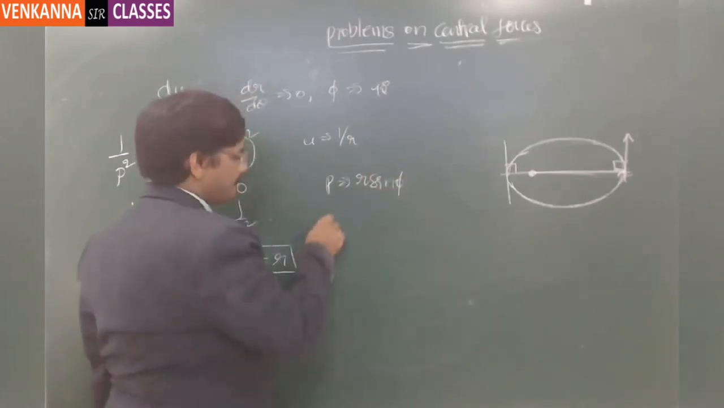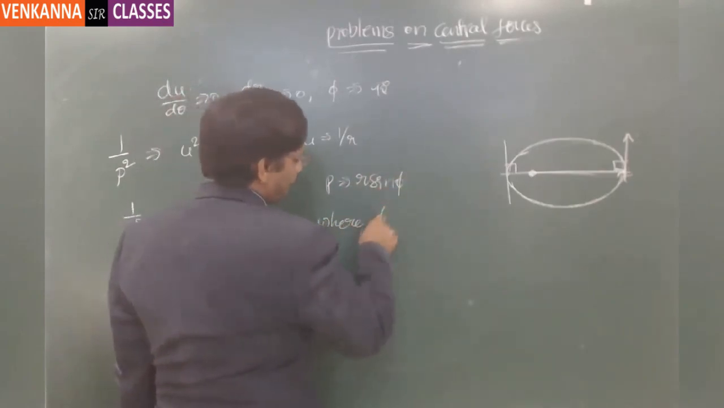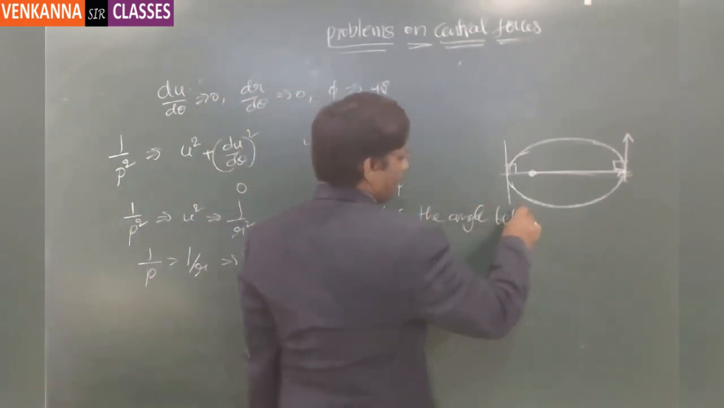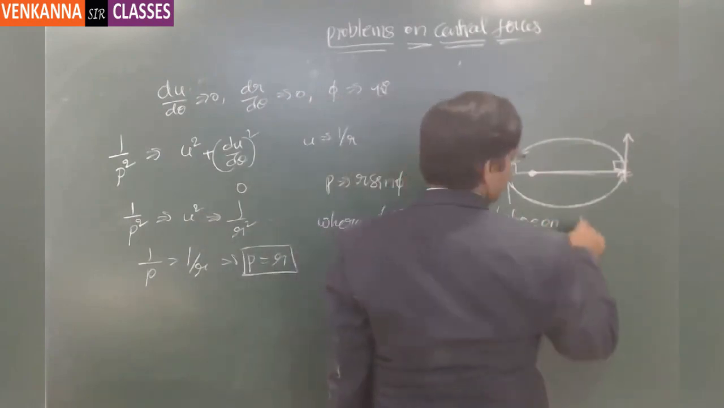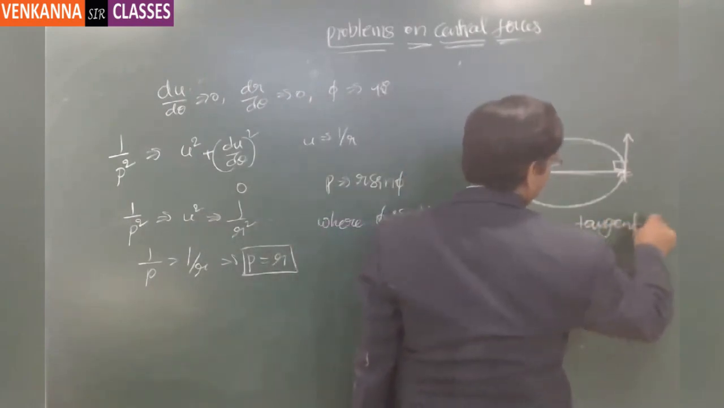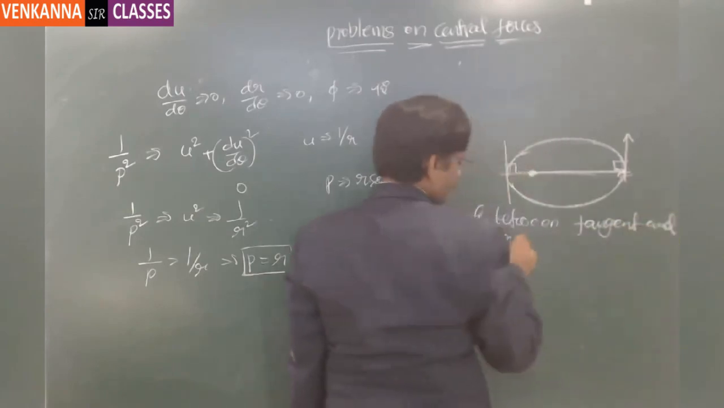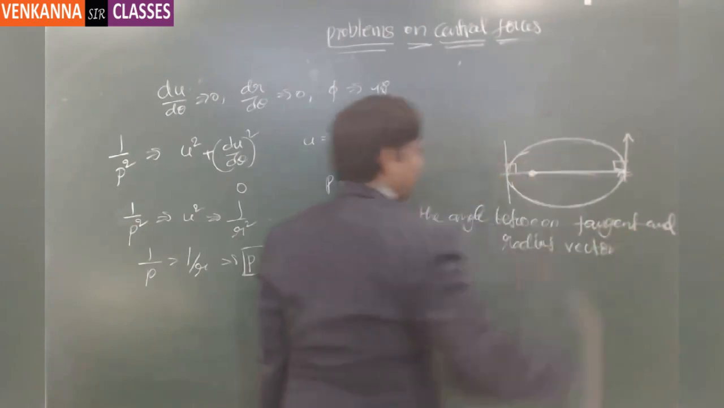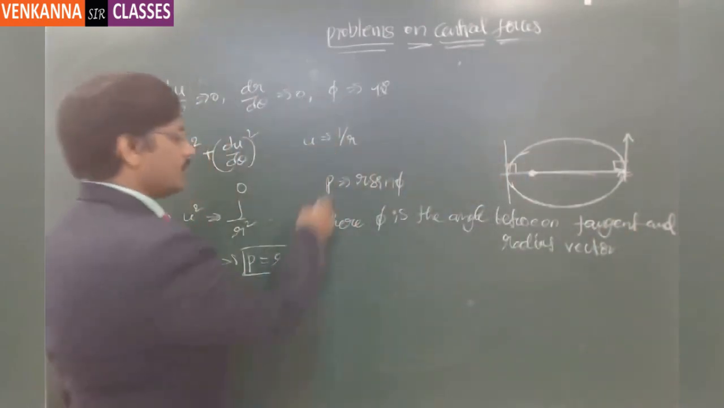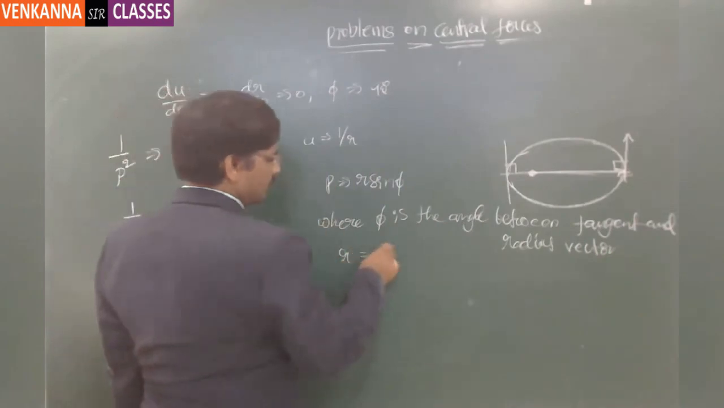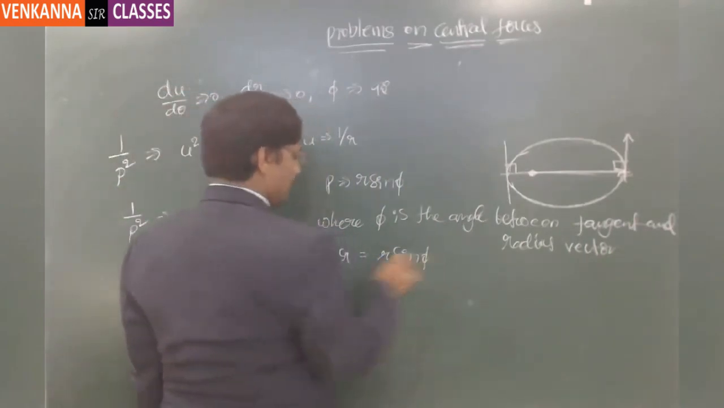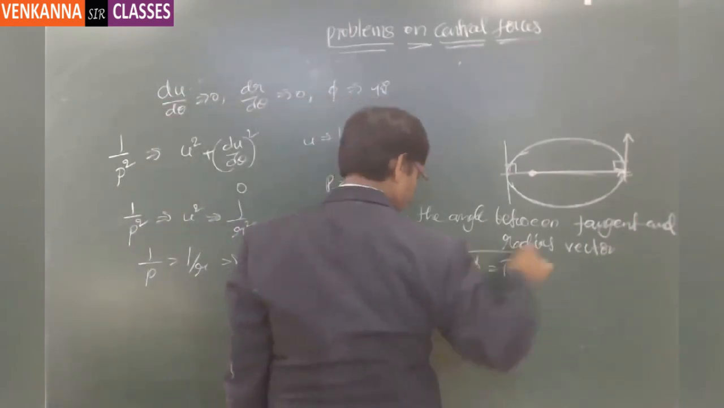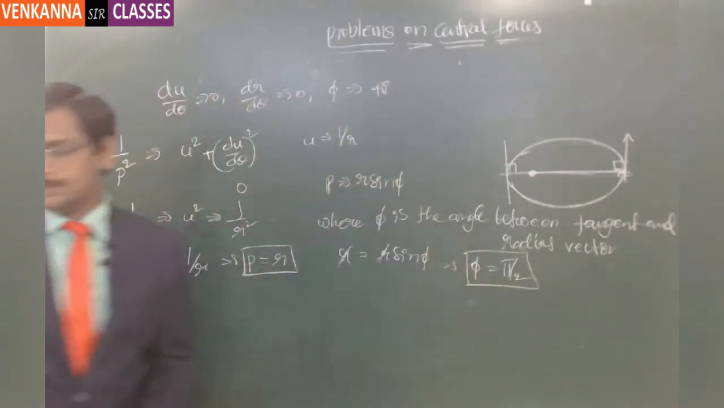where phi is the angle between the tangent and the radius vector. So this is the relation. Now p you can treat as r, so r is equal to r sin phi. Then r will cancel out. It implies phi equal to pi by 2. So this is the fundamental condition of an apse.